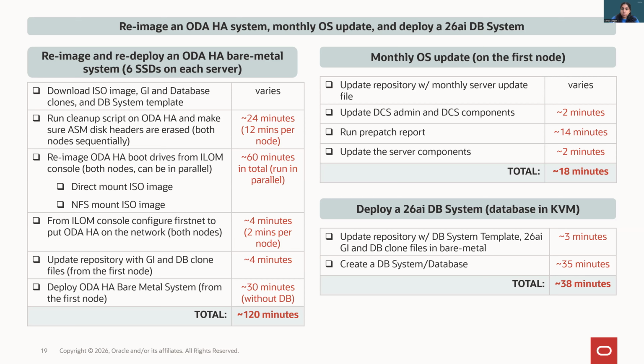And then the second part, the monthly update, is actually pretty quick. Because again, it's a small file, it's just doing monthly security updates. And that took a total of less than 20 minutes. And then to deploy the DB system itself, the 26 AI DB system, again, updating the repository part is very quick because it's basically just copying. So creating the DB system took about 35 minutes, so approximately 40 minutes. This gives you an idea of the amount of time it takes.